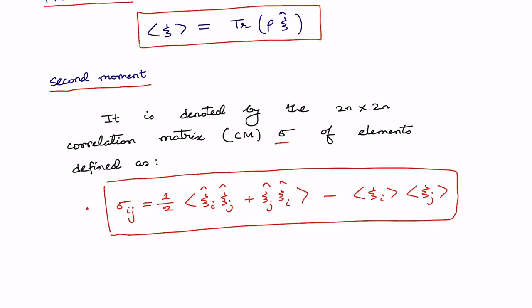Just to give you a feel about it, let me discuss a simple example. You know the variance of position, say x. Variance of x is defined like this: delta x square is equal to the mean of x square minus the square of the mean of x.